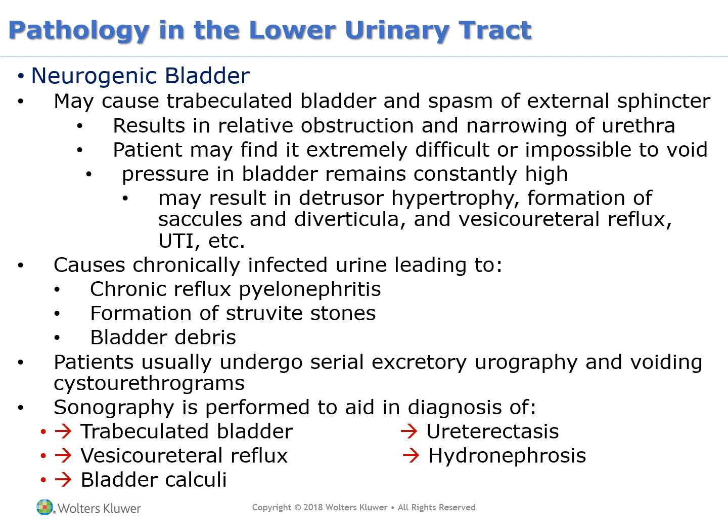Now, long-term neurogenic bladder can cause a trabeculated bladder and spasm of the external sphincter. The result of this is relative to the obstruction and narrowing of the urethra, lots of times possibly due to repeated self-catheterization. Patients can find it difficult or impossible to void. The pressure in the bladder remains constantly high, and it can result in the detrusor muscle, the muscle of the bladder, becoming very thickened and enlarged. And then that's when it can also develop saccules or diverticula, causing reflux, UTI, etc.